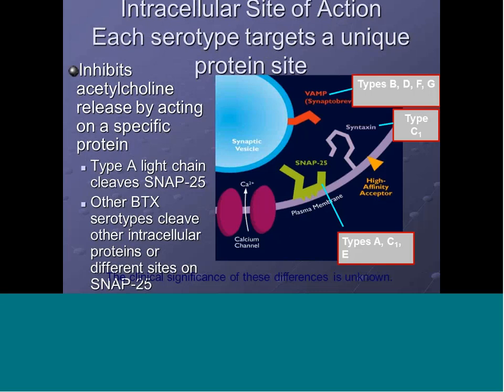And basically the mechanism of action of botulinum toxin includes inhibiting the acetylcholine release by acting on specific proteins. Now these proteins actually attach the synaptic vesicle to the plasma membrane, and botulinum toxin actually cleaves those proteins, which in type A includes SNAP25, type B, synaptobrevin, type C, syntaxin, as you can see in the picture on your right.